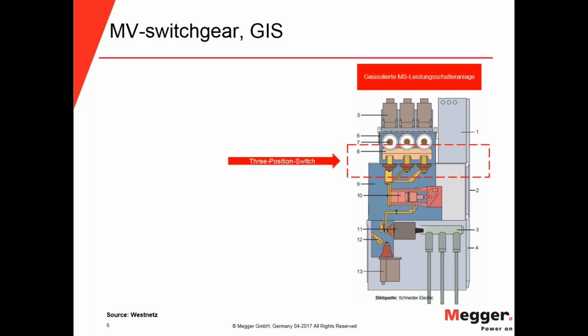So up here you have your 3-position switch where you can ground, you can disconnect and have it in open position. And the power circuit breaker, it's normally a vacuum breaker in this kind of switchgear.